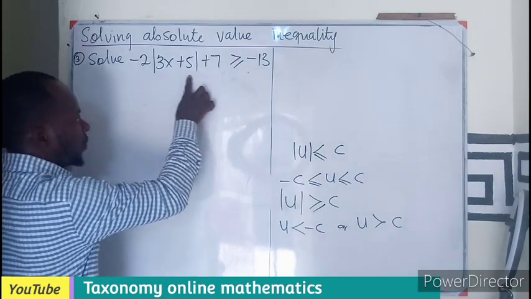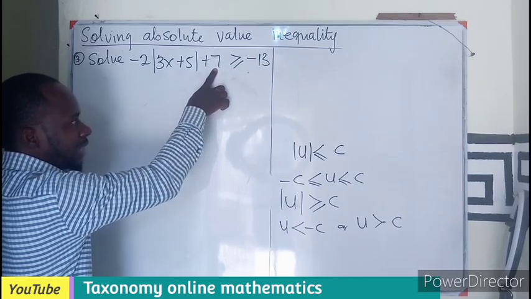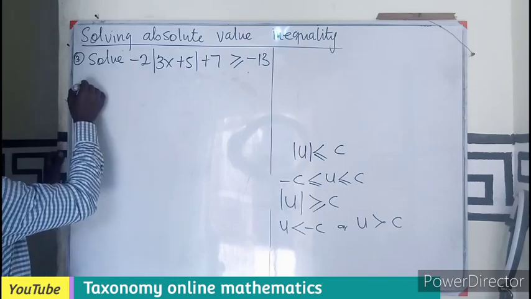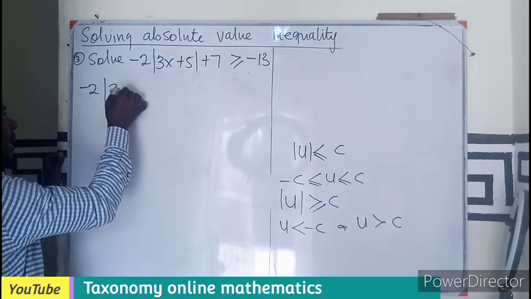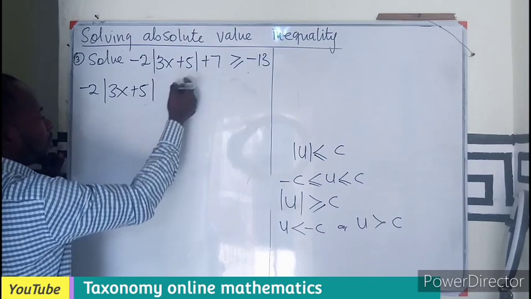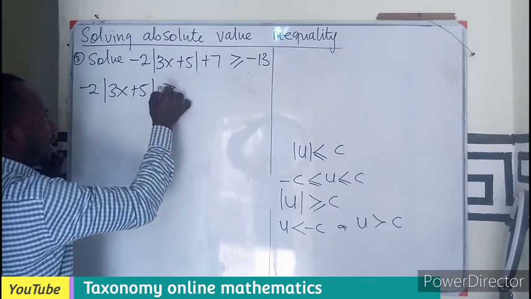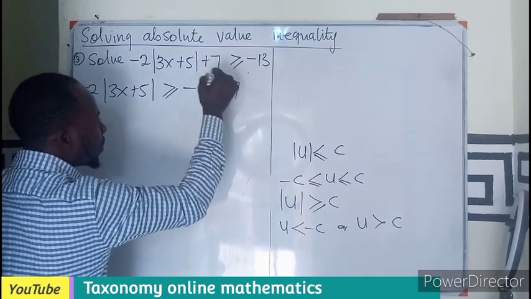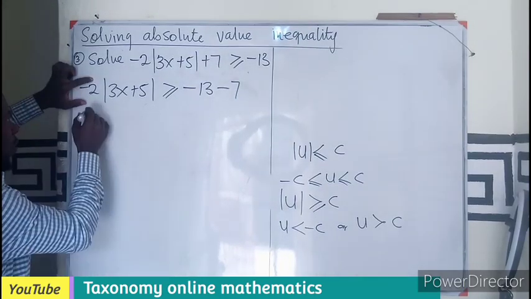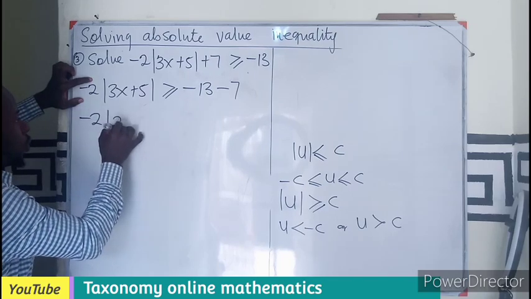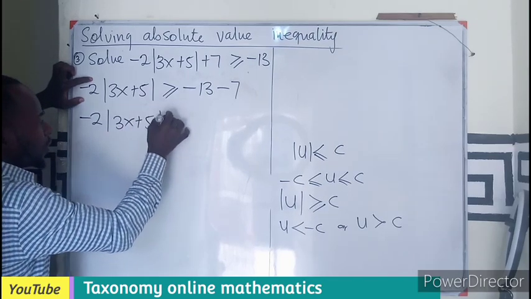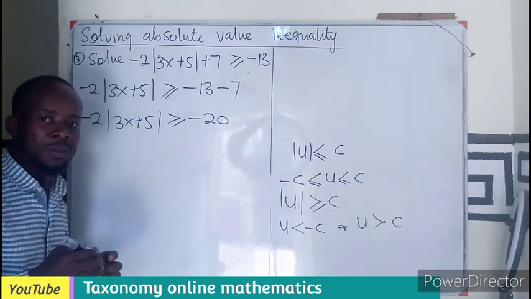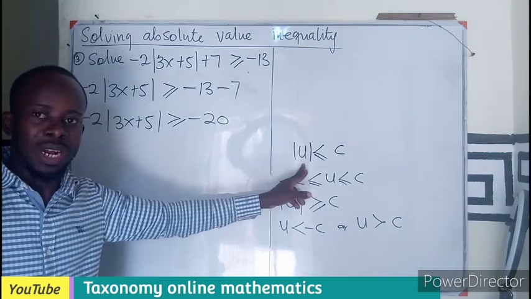The best way to solve this first is to eliminate the loose term, which is 7. How do we do that? Subtract 7 from both sides. That gives you -2 multiplying |3x plus 5|, since 7 minus 7 is 0, greater than or equal to -13 minus 7. Right? So fast forward, -2 |3x plus 5| greater than or equal to, I think this gives us negative 20.